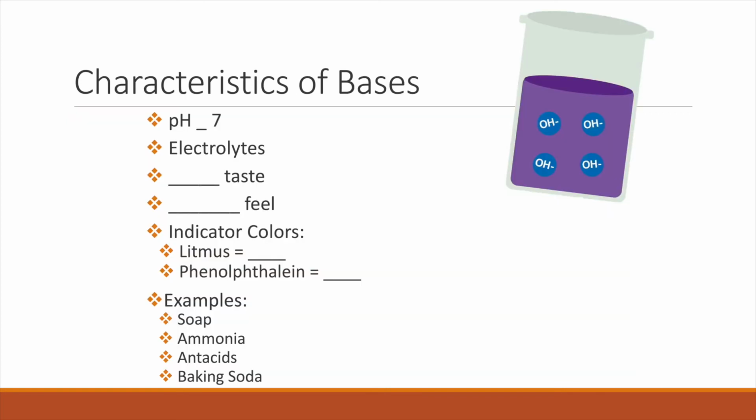Okay, so some characteristics of bases. You're going to notice a lot of these are the polar opposite of acids. The pH of a base is greater than 7. It's between 7 and 14. They are also electrolytes. They produce hydroxide. They have a bitter taste, right? And a slippery feel. So notice my first example is soap.